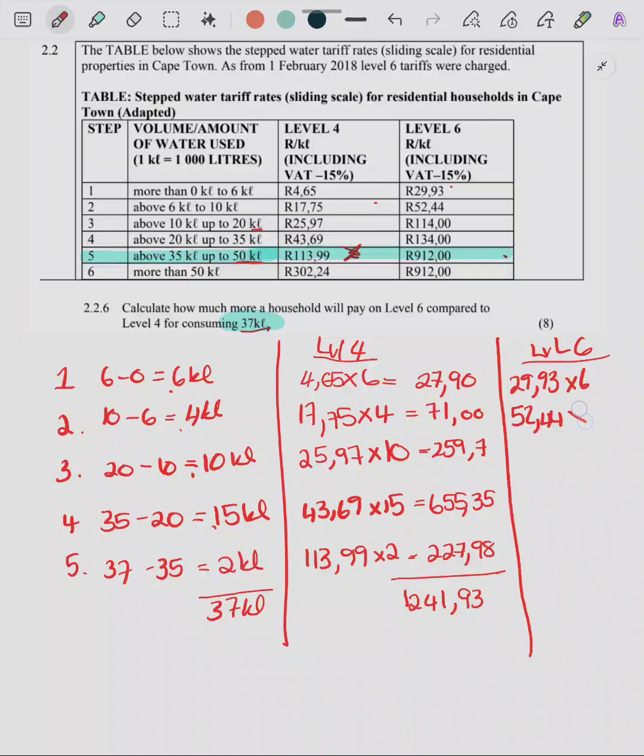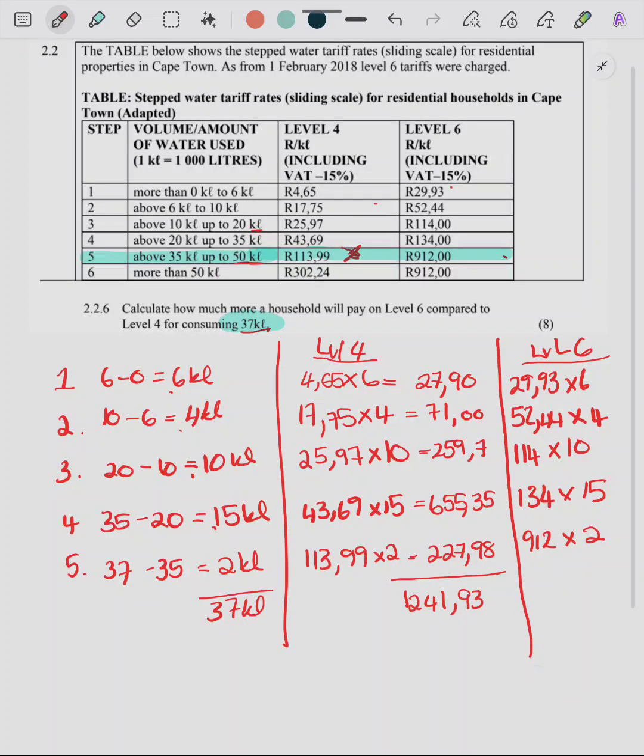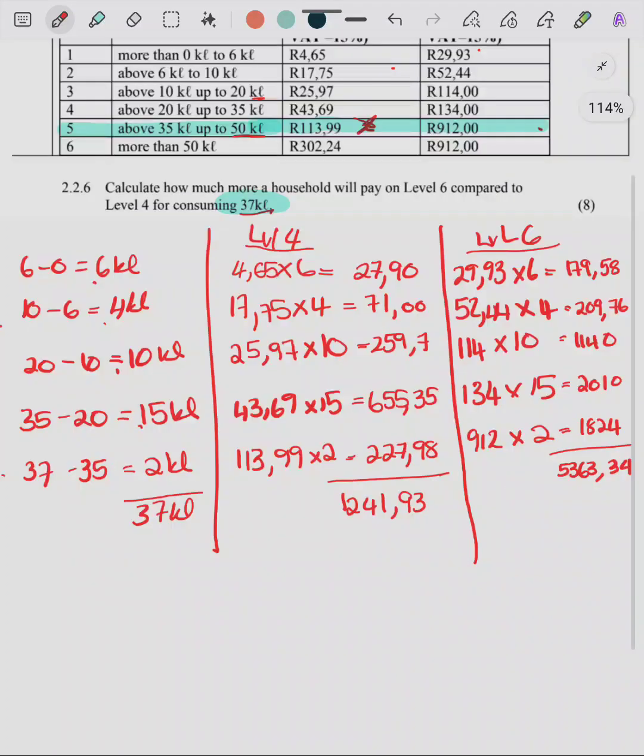52.44 times by 4, 114 times by 10, and so on, going through 134 times by 15, and 912 times by 2. Okay, and then again I'm going to multiply those across, get my totals, and then add them all together. There we go. Okay, so I've multiplied those across and then added them all together.